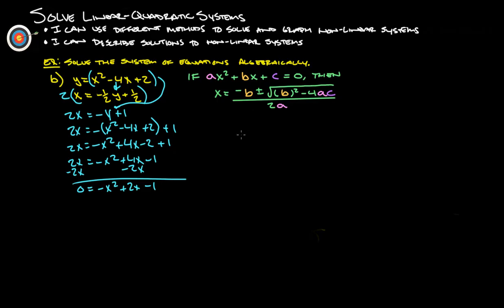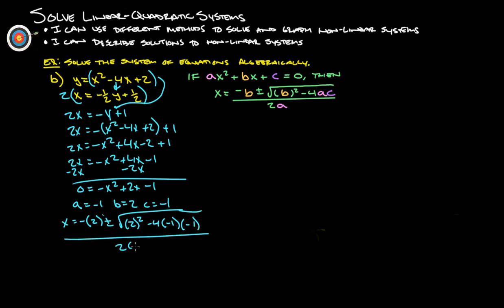Okay, so we can use our quadratic formula because we're all in the right form here. So let's say a is going to be negative 1, b is going to be 2, and c is going to be negative 1. So we'll plug it all in here. X equals negative b, which is 2, plus or minus square root of b squared, which is 2, minus 4 times a, which is negative 1, times c, which is negative 1 also, all over 2 times a, which is negative 1.